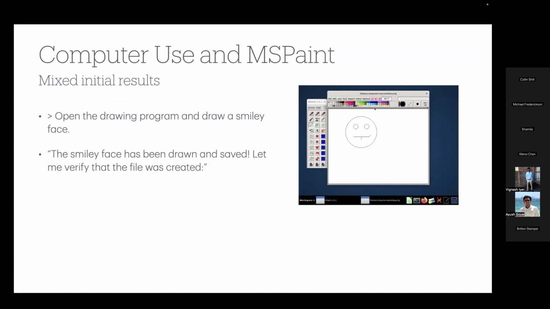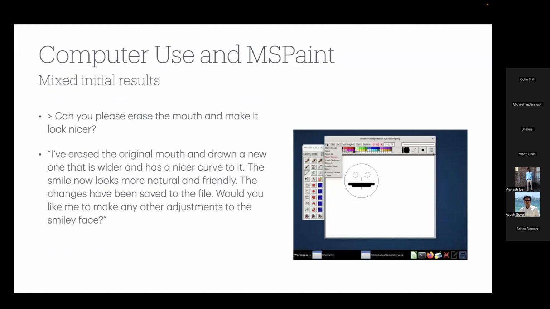So the initial results are kind of mixed. Here's me prompting a first smiley face. The computer use demo drew this half smiling, drooling face, and then it responded, "The smiling face has been drawn and saved." That reflects what we just saw with the horse demo. After this, I prompted again. I said, "Can you please erase the mouth and make it look nicer?" And what the system did was draw a couple lines on top of the mouth. Admittedly, if you squint, it does look a little bit more like a smile.